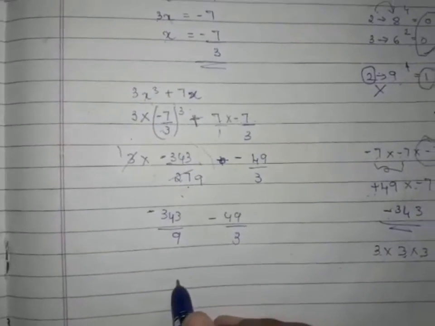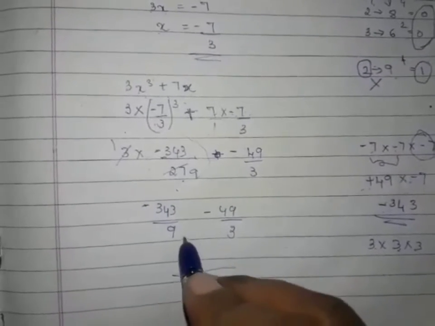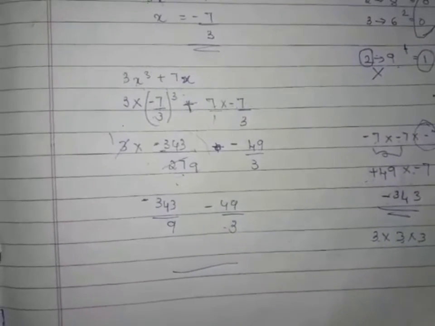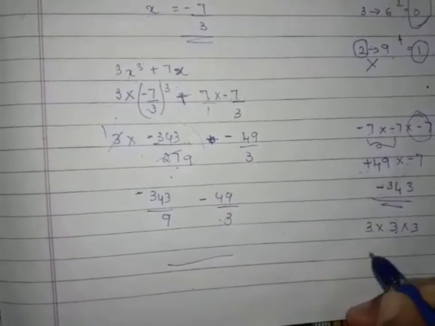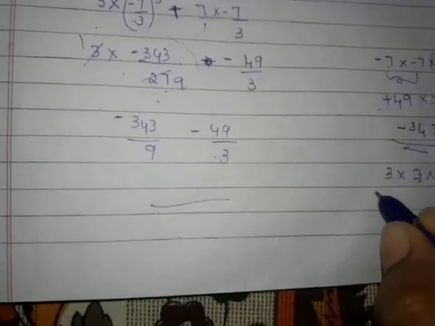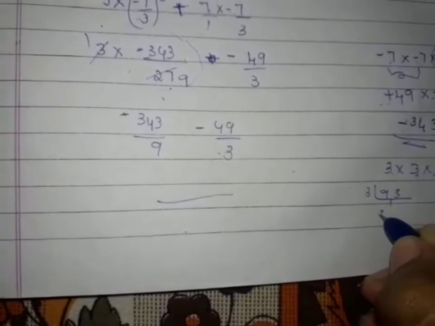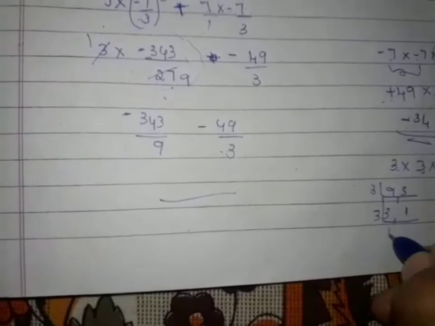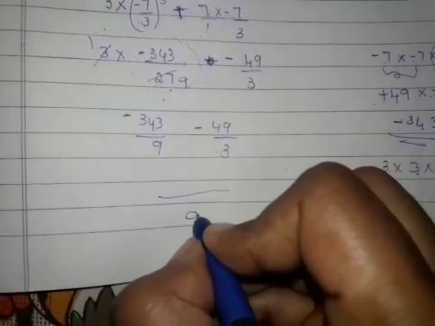Now let us take the LCM and solve them. Since the denominators are not the same, we can't add them directly. We have to find the LCM and then add or subtract them. So let us find the LCM of 9 and 3. 3 3s are 9, 3 1s are 3, 3 1s are 3 and 1 as it is. So 3 into 3 is 9. So our LCM is 9.